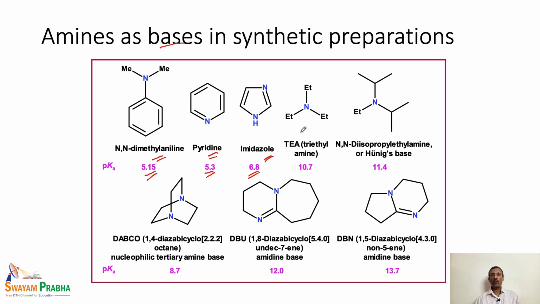Commonly used bases are triethylamine and N,N-diisopropyl ethylamine, the Hunig's base. They have a pKa value of around 10 to 11, close to 11. These are all common bases used in many organic chemical transformations. We also have other amines, bicyclic amines: DABCO, DBN and DBU. These have a higher pKa.